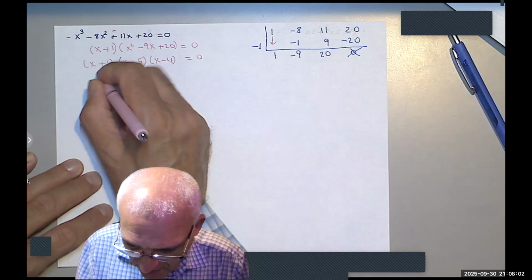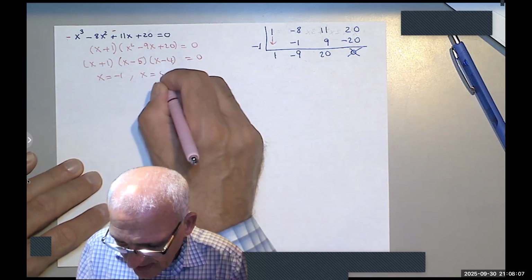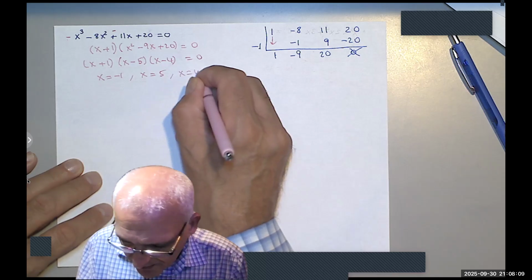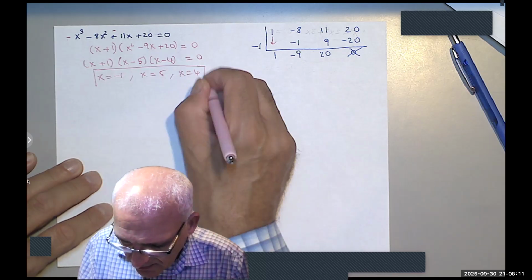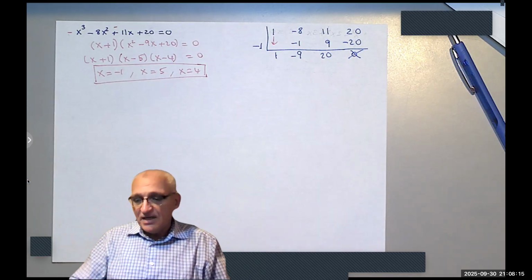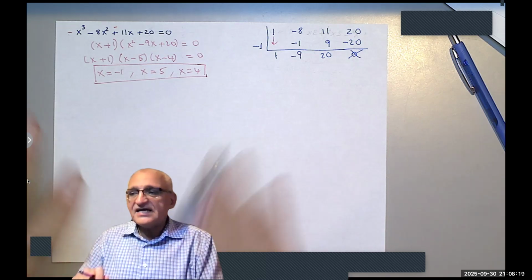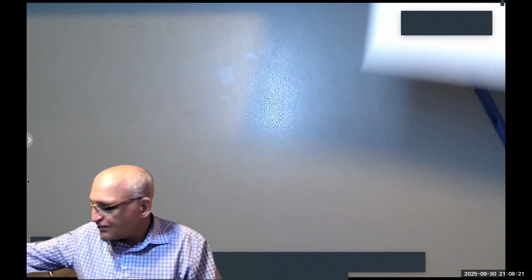So we have the three roots right there: x equals negative 1, or x equals 5, or x equals 4. It helped when we knew ahead of time that 1 or negative 1 is an answer. That's the second example. Let's move to the third example.